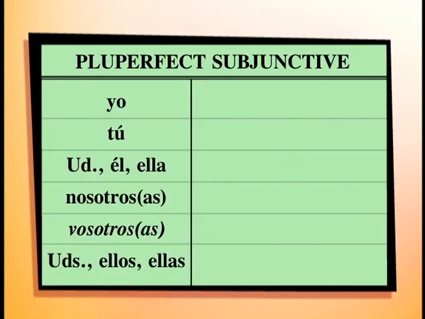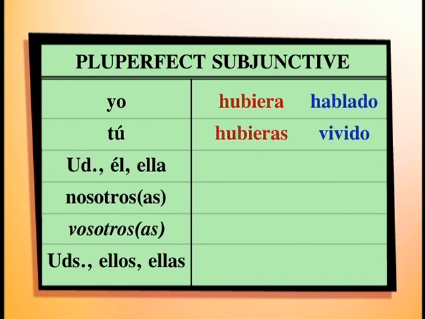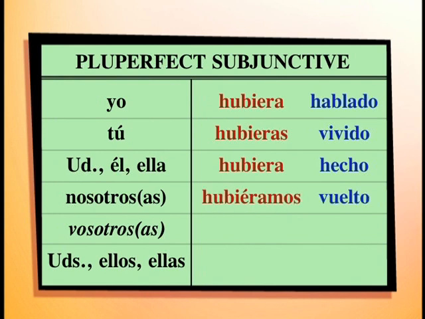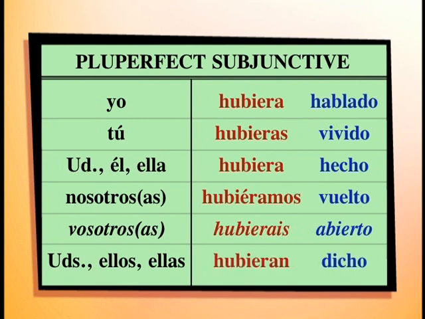Now the pluperfect subjunctive, which is formed with the imperfect subjunctive of haber, and of course the past participle. Yo hubiera hablado. Tú hubieras vivido. Ella hubiera hecho. Nosotros hubiéramos vuelto. Vosotras hubierais abierto. Ellas hubieran dicho.